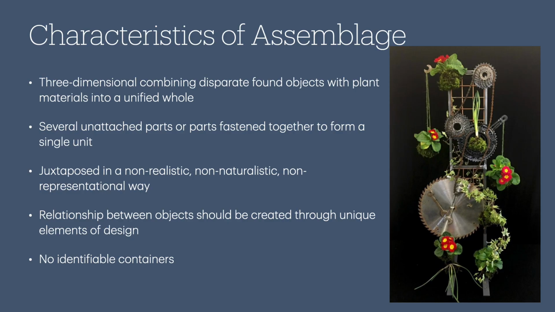These items are juxtaposed in a non-realistic, non-naturalistic, non-representational way. In other words, they don't really have anything to do with the original intent of how they were used. The relationship of objects in floral design assemblage should be created through the unique elements of design with both the placement of the plant material and the found objects. Another unique element of assemblage is we really shouldn't perceive any identifiable containers. The floral material should be fully integrated into the design.